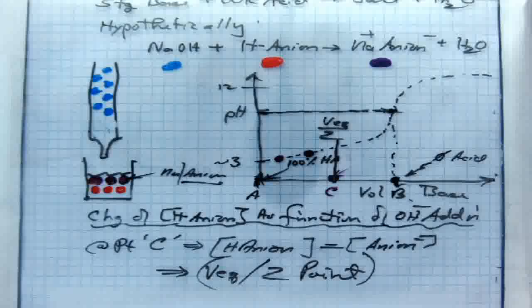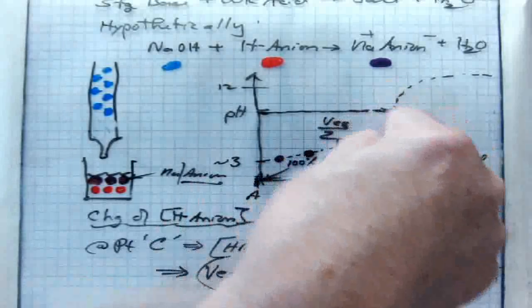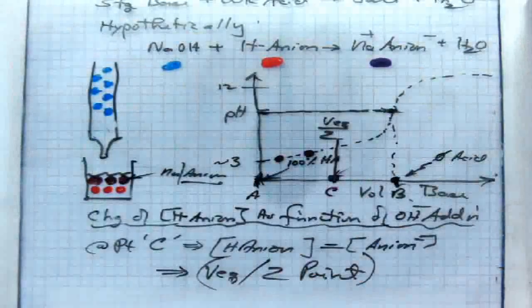Now understand, the next drop of base that goes in does not have anything to react with. And so as you proceed past the equivalence point, this high pH in here is due to excess of base in the beaker. Yeah? See the point? Okay.